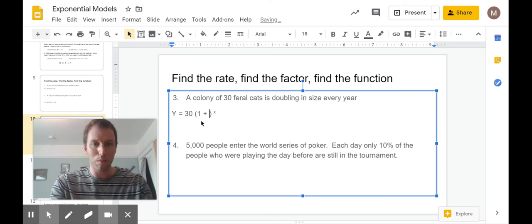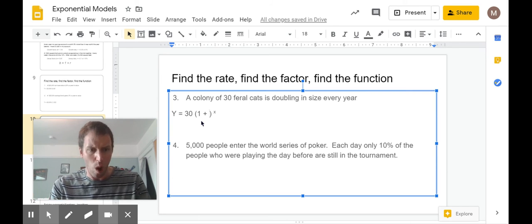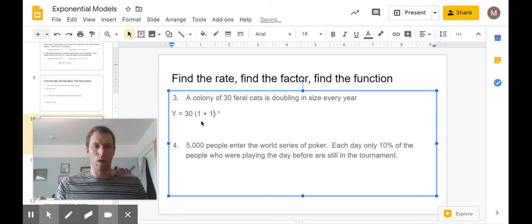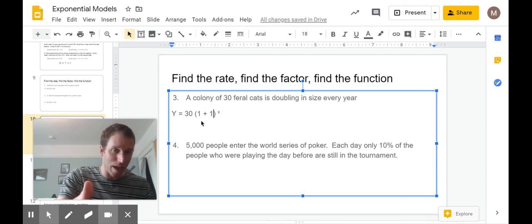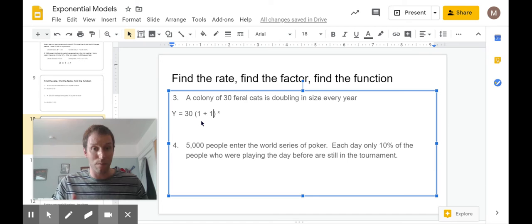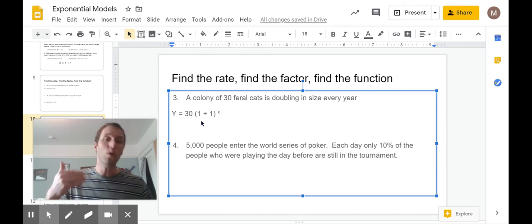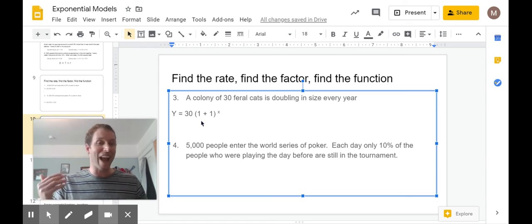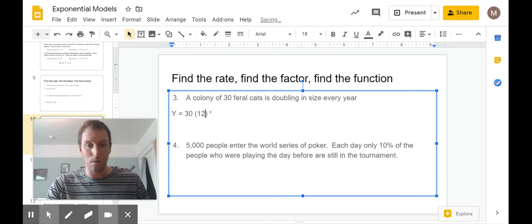Well, 2 is 1 plus what? 1. So 1 is 100%. This is a 100% growth rate. Something that is doubling every year is growing at a rate of 100%, or whatever its previous value was. Something tripling every year is growing at a rate of 200%. If something is growing at a rate of 900%, that means every year it's actually multiplying by 10. Fun side note. Let's just leave that as a 2.